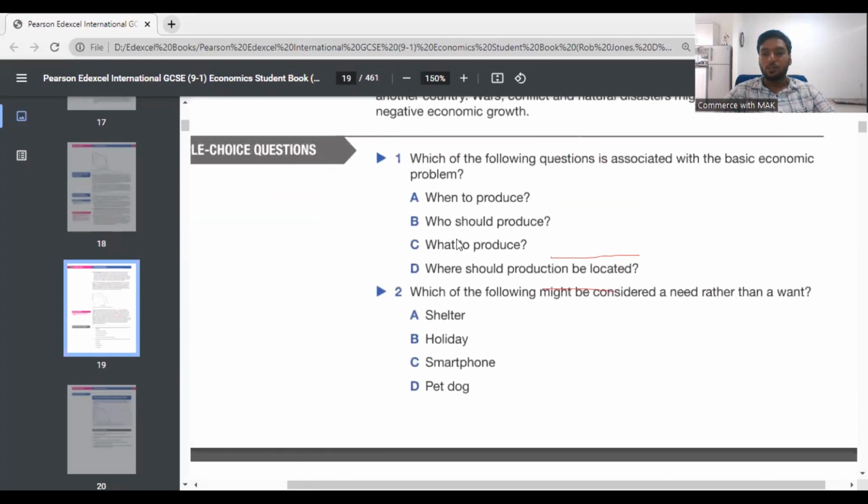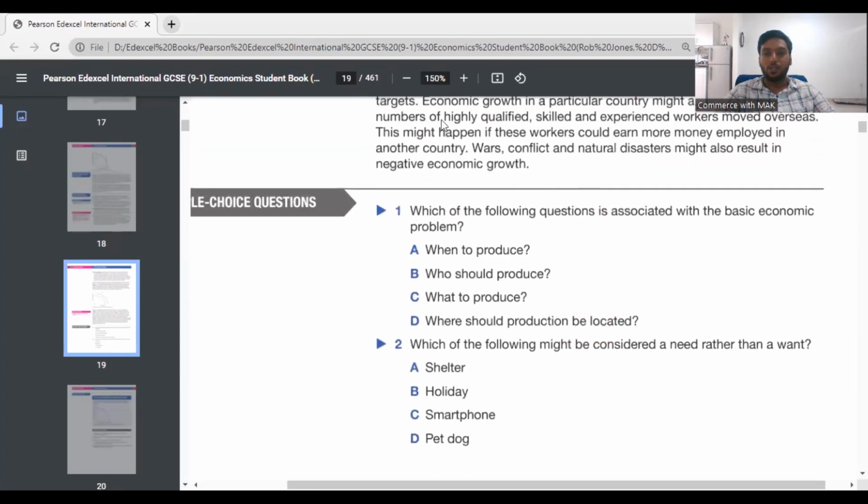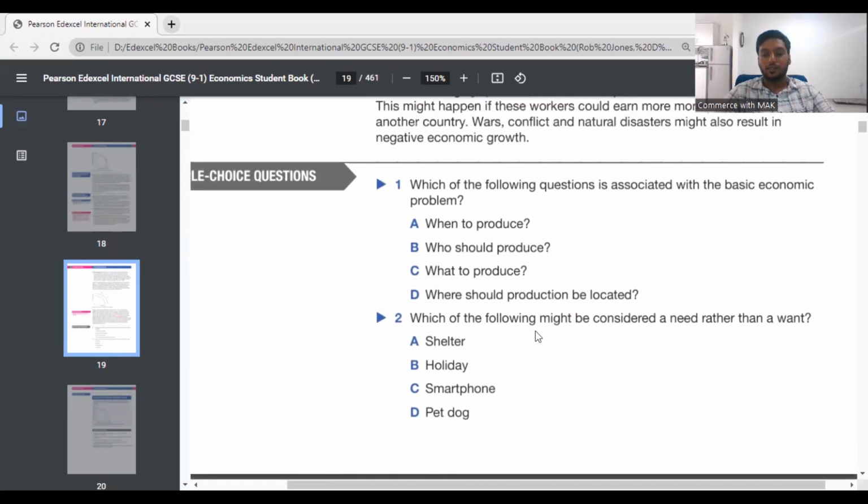Which of the following questions is associated with the basic economic problem? When to produce, who should produce, what to produce, where should production be located? Of course, you know the answer. C is the answer.